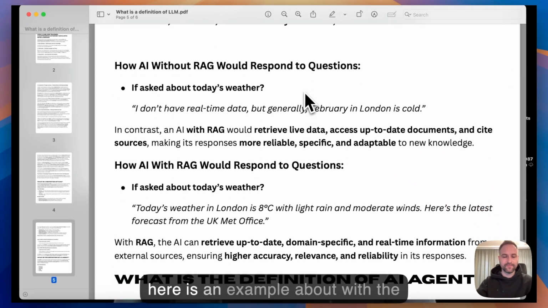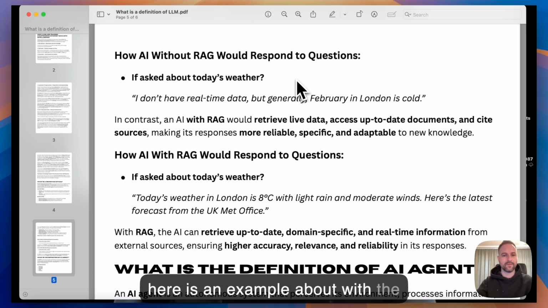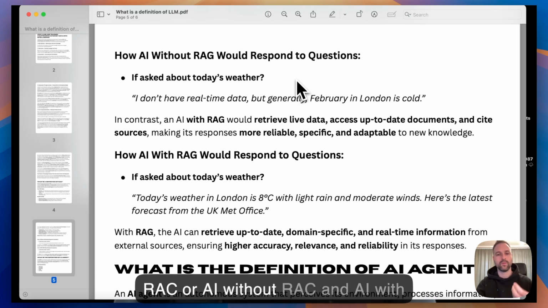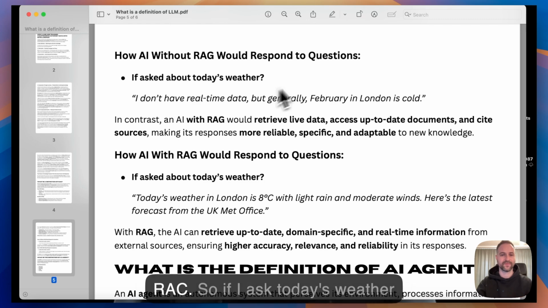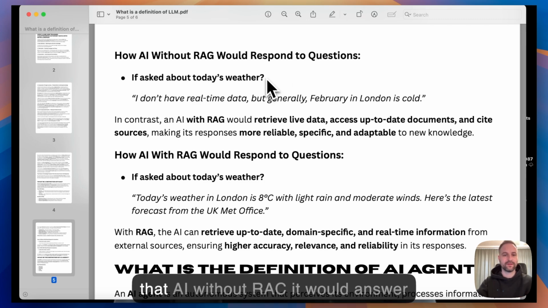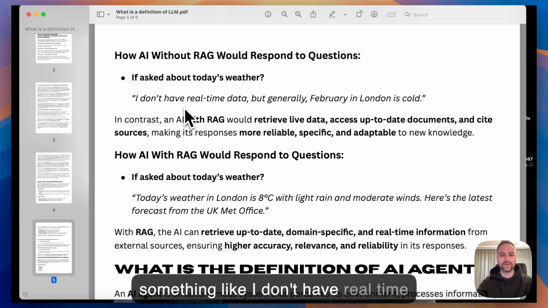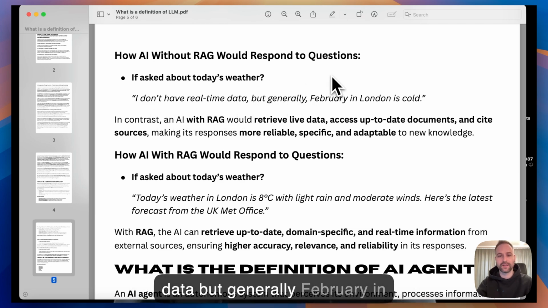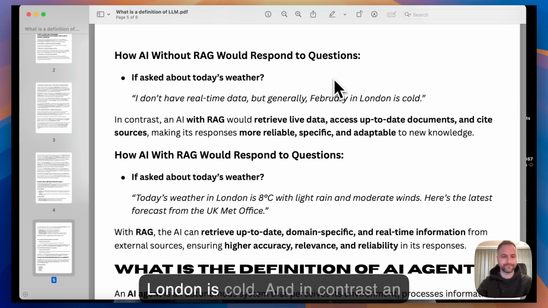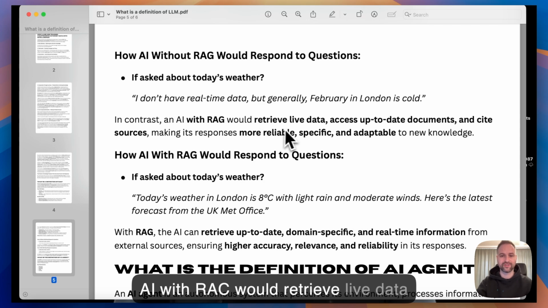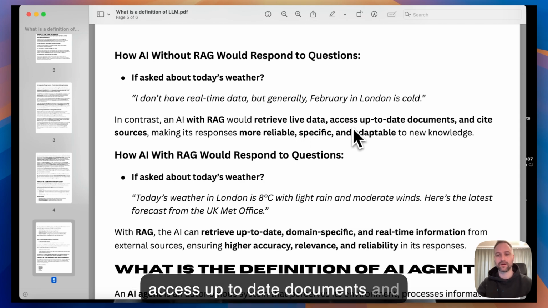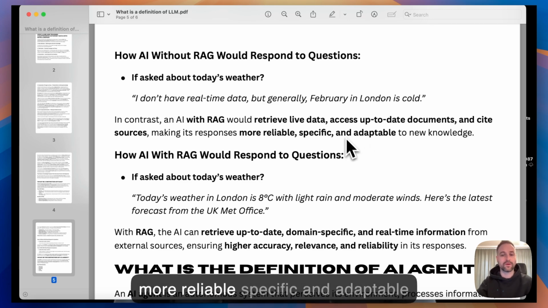So here's an example of AI without RAG and AI with RAG. If I ask for today's weather to the AI without RAG, it would answer something like, I don't have real-time data, but generally February in London is cold. In contrast, an AI with RAG would retrieve live data, access up-to-date documents, and cite sources, making its responses more reliable, specific, and adaptable to new knowledge.